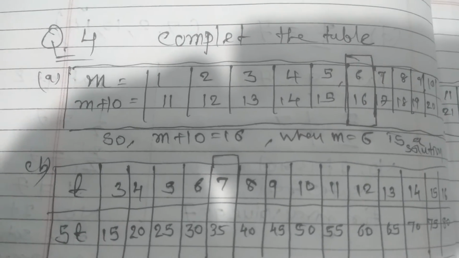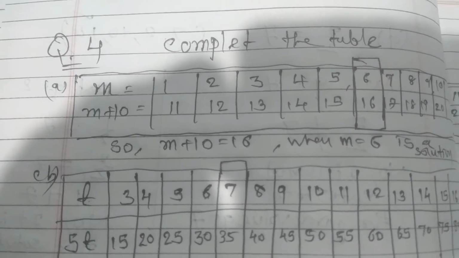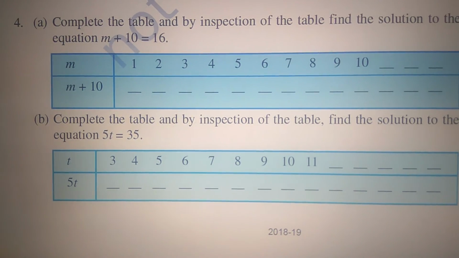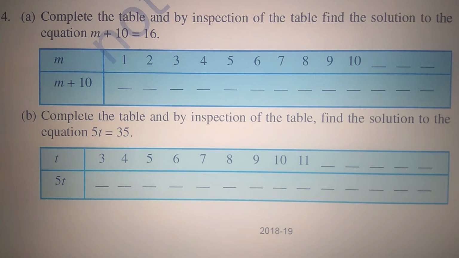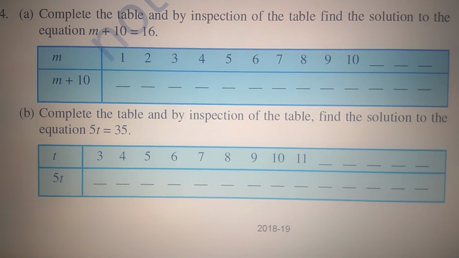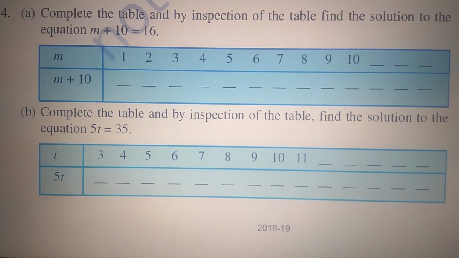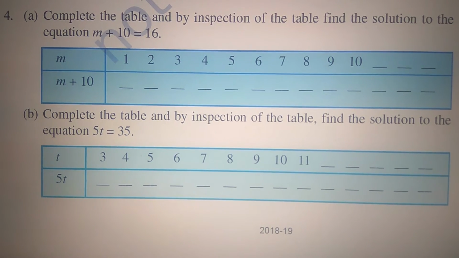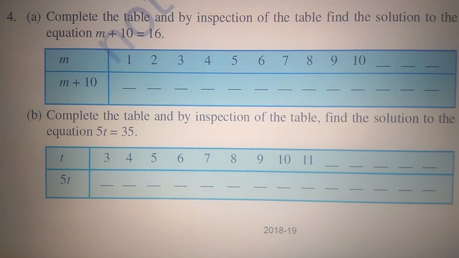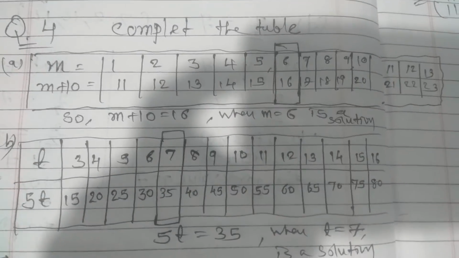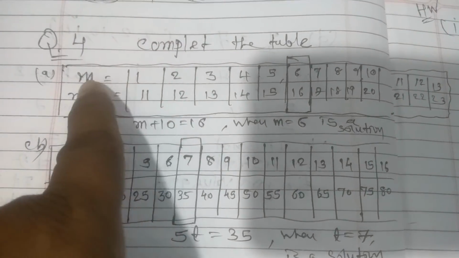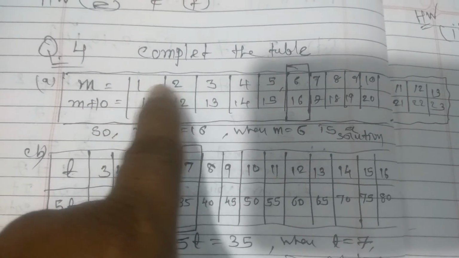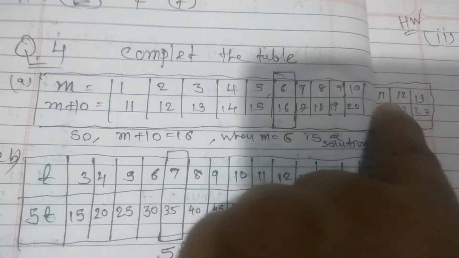Now question number 4. In question number 4, complete the table and by inspection of the table find the solution to the equation m plus 10 equal to 16. So we can do it this way. Now you see m is equal to 1, so m plus 10 is equal to what? So 1, 2, 3, 4, 5, this is the question.